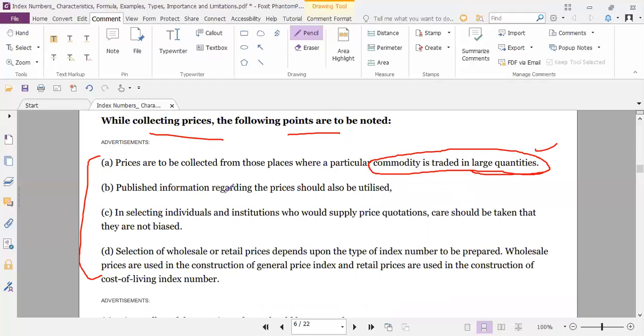Published information regarding the prices should also be utilized. The information which is published regarding the prices has to be also utilized. In selecting individuals and institutions who would supply price quotations, care should be taken that they are not biased. One thing you should be aware of, a general fault or error which occurs in any research, is biasedness. You need to be careful that it should not be biased.